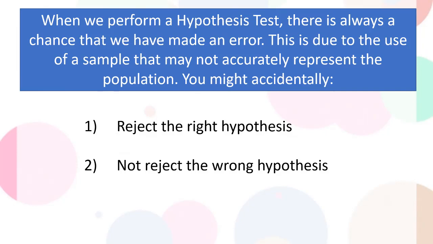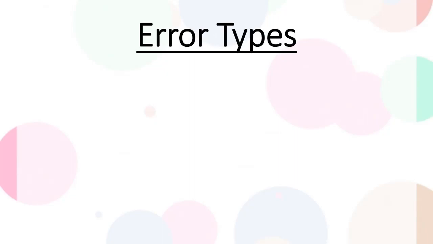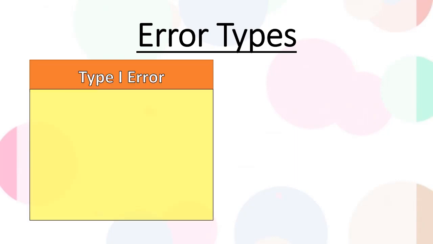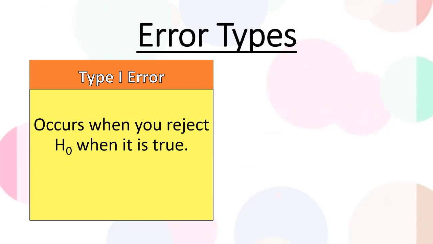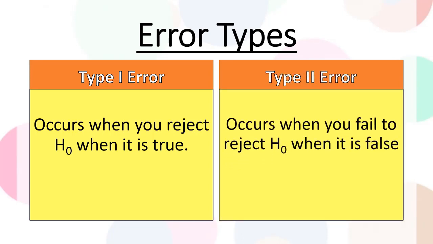So each one of these error types has a different name. So we're going to talk about the types of errors in a hypothesis test. They're just numbered. We have a type 1 error, and in a type 1 error, that's when you reject H naught when it's actually true. And then we have a type 2 error, and that's when we don't reject H naught when it was false. So we might reject it when it's true or fail to reject it when it's false, and those are type 1 and type 2 errors.